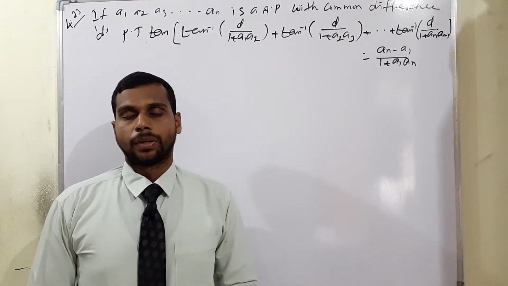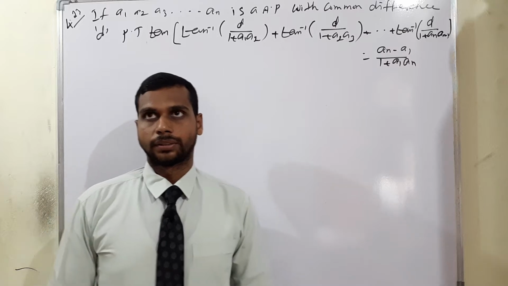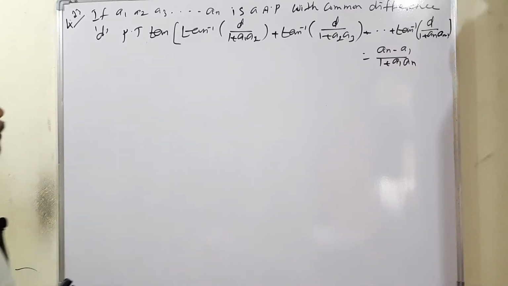What is the name of chapter number 4? Inverse trigonometric functions. I am moving to example 4.23. Question, one of the important 5-mark questions.